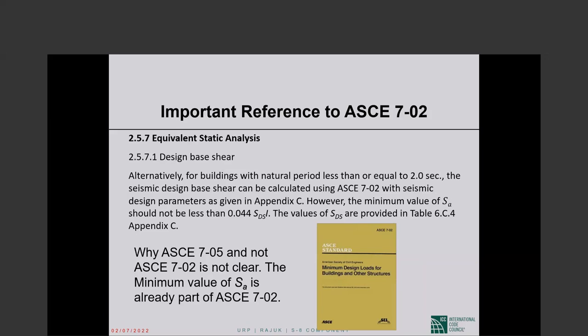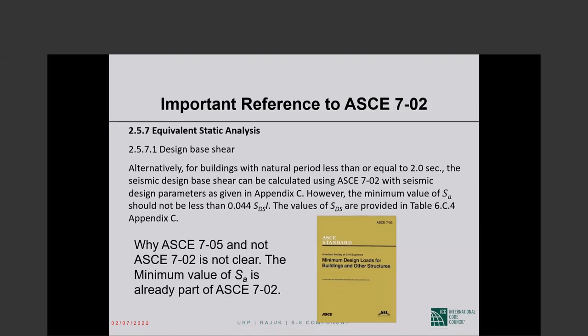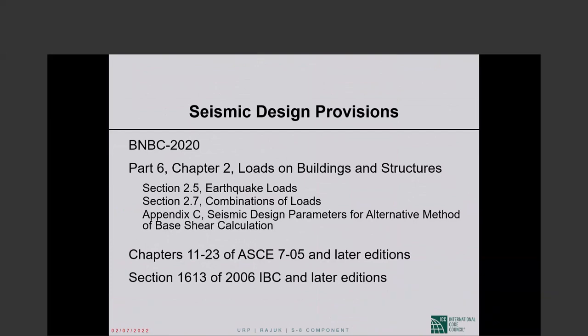So in this presentation, I will go mainly with Appendix C, which is ASCE 7-05, but I will relate back to the provisions in the main body of BNBC section 2.5. And you will see that the two are the same. It gives you the same results, whether you go with the appendix or you stay with the main body of BNBC 2020.